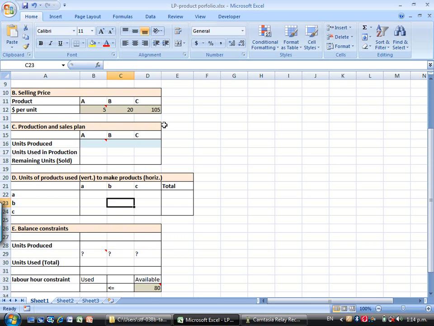Now this section here, which has been shaded in blue, this is what Solver is going to change, so we don't need to worry about that. And see there, that's what the comment says as well. Solver will change these values.